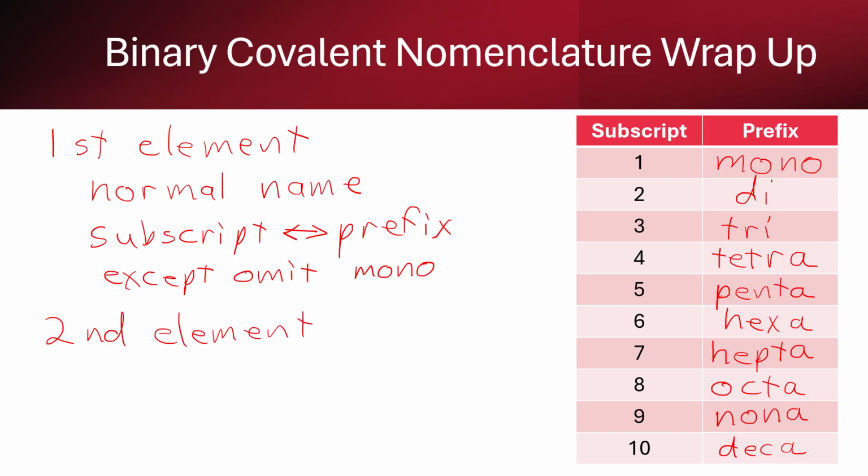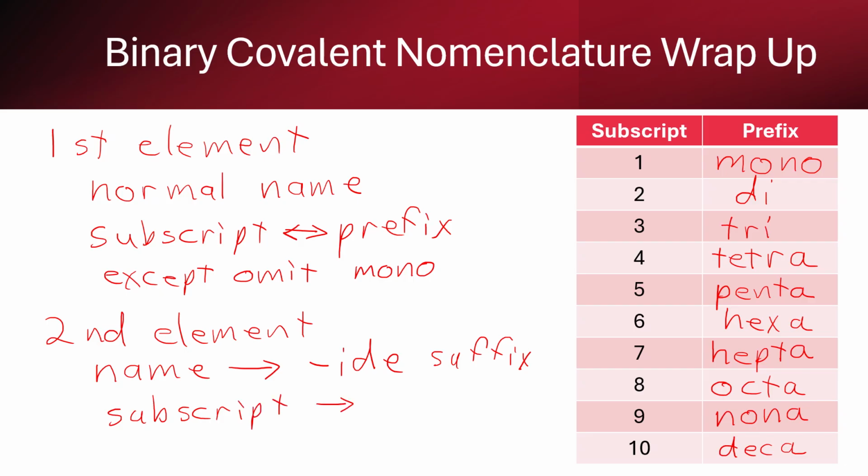When we are tackling the second element in the compound, we're going to take the name of the element and put an IDE suffix on it. So at the end of the element name, we're just going to throw in IDE, and the subscript in the formula will correspond to the prefix, and with this one we use all of the numerical prefixes including mono.